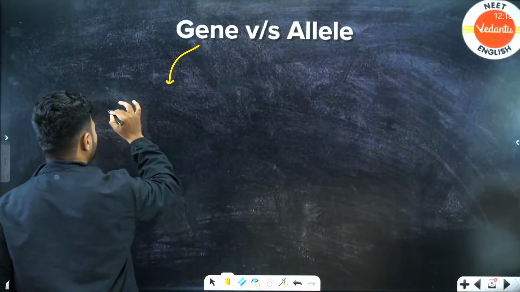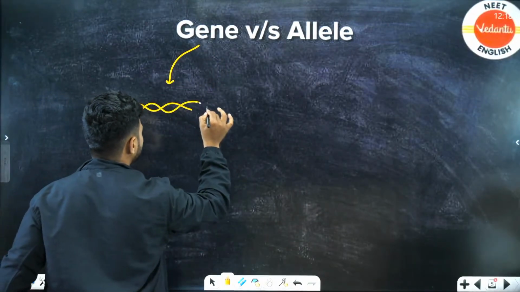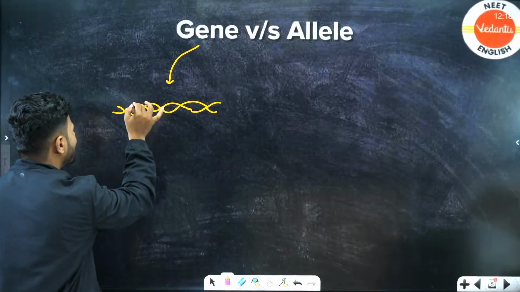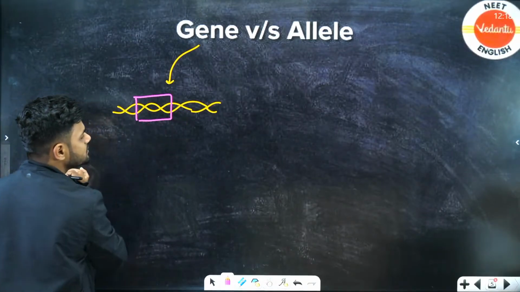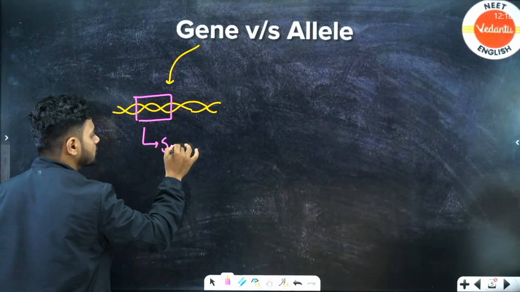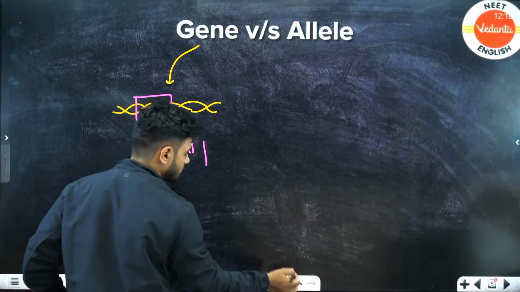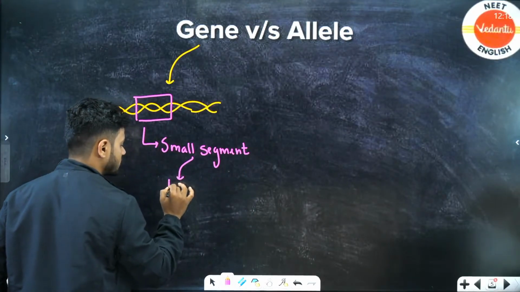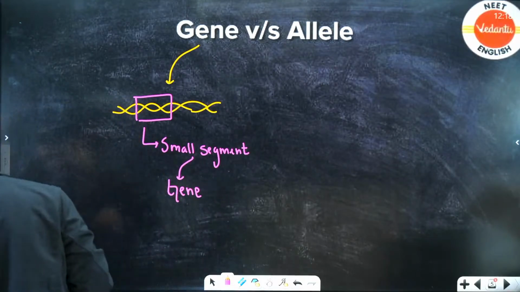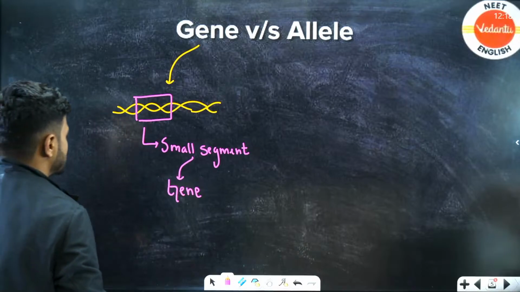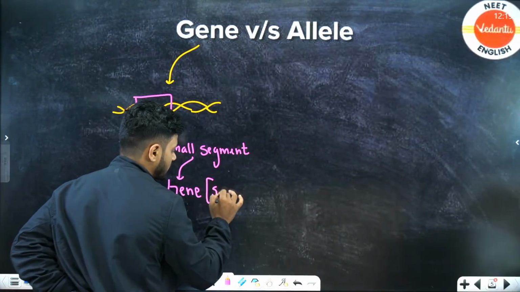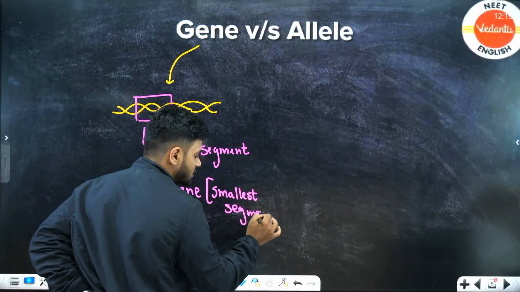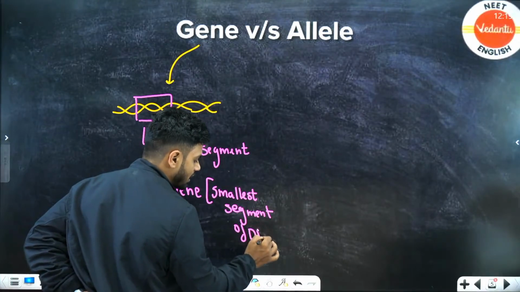Gene. For example, students, this is a DNA. This is a piece of DNA. From this piece of DNA, if you take a small segment, that becomes a gene. Gene is the smallest segment of DNA actually.